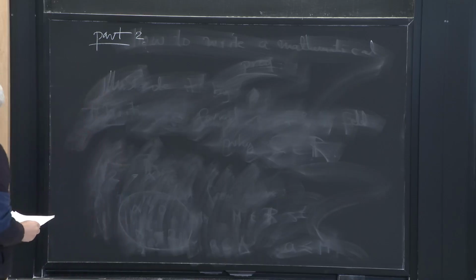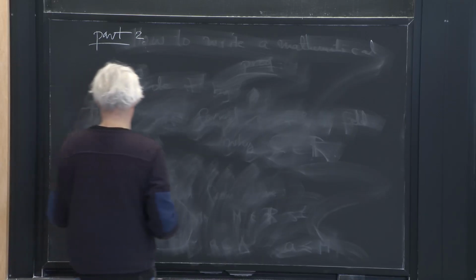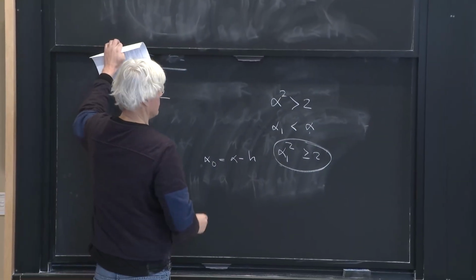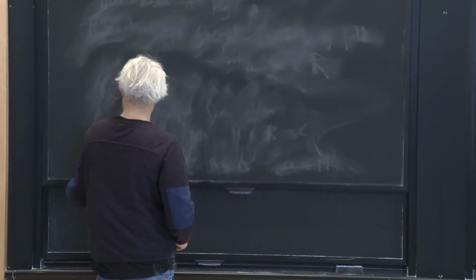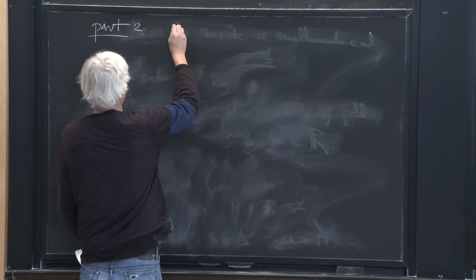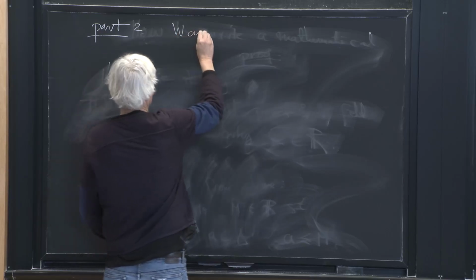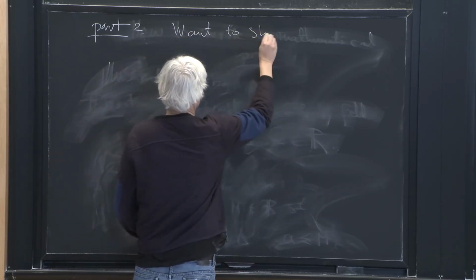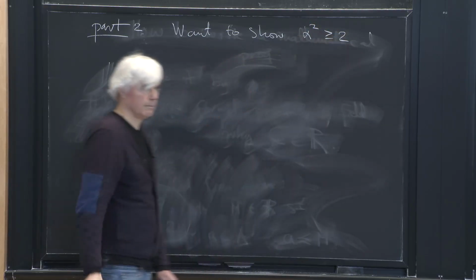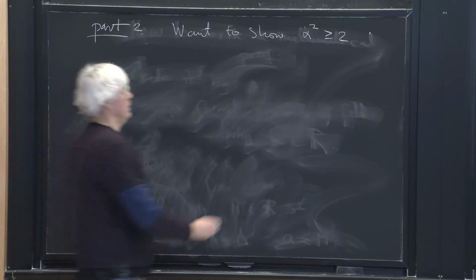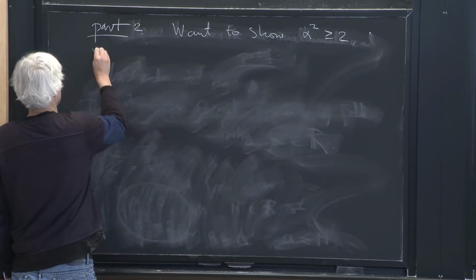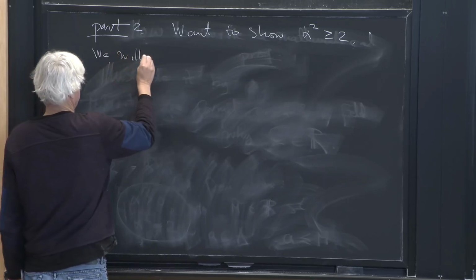So part 2, so we have part 1 was establishing that alpha squared was less or equal to 2. Now we want to prove, so part 2, want to show that alpha squared is bigger or equal to 2. Okay. And so, again, we're proving this. We will show this by contradiction.